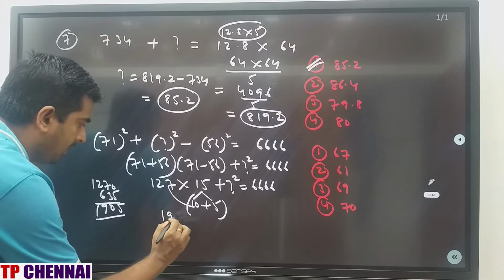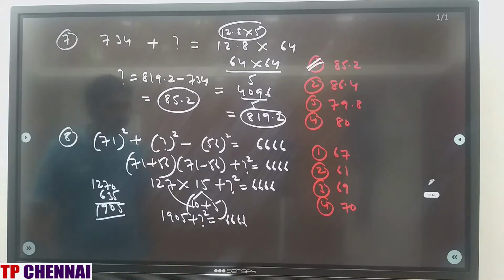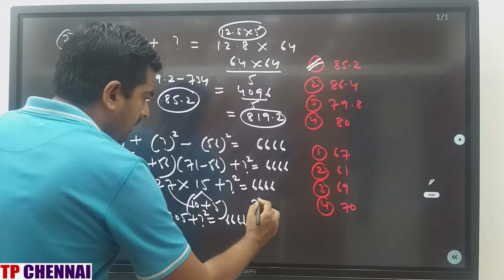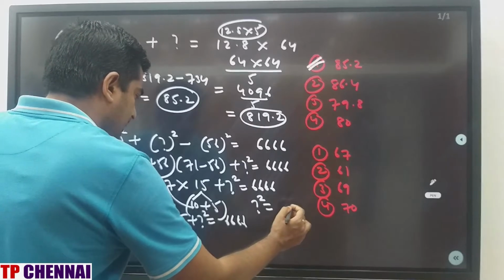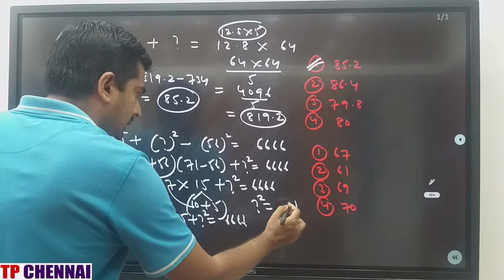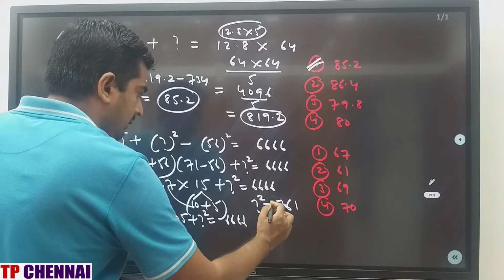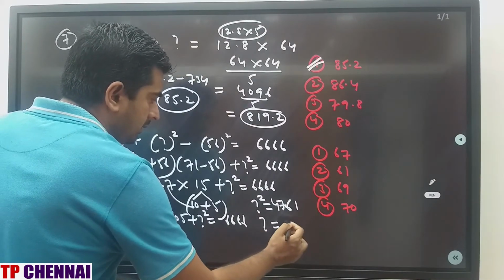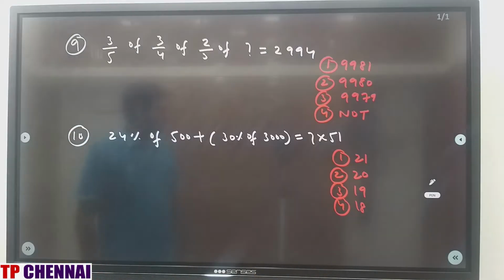So 1905 plus question mark squared is equal to 6666. Now we have to subtract 6666 minus 1905. So this is nothing but how much? Subtract: 6 minus 5 is 1, 6 minus 0 is 6, and 6 minus 9 is 7 after borrowing, then 5 and 4. Giving 4761. So question mark is equal to the square root of this number, 69. My answer is 69, which is the third option. So I hope you are clear with the 8th one.